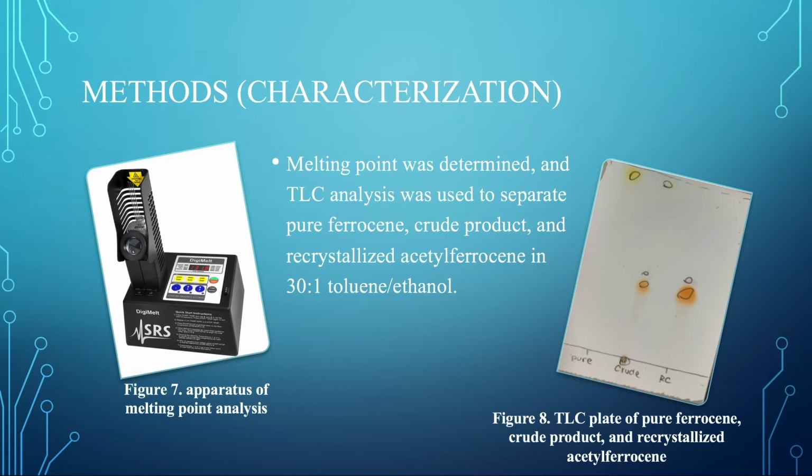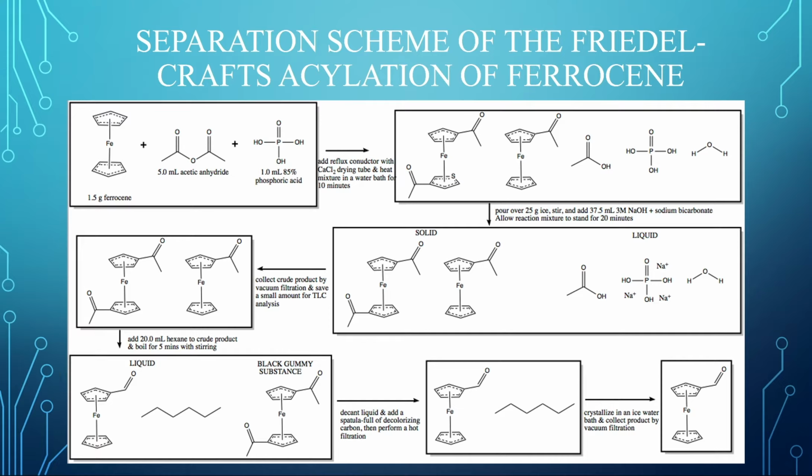So the methods that were used for the characterization of the substance were melting point, and this is the apparatus that was used, and TLC analysis, and this is the TLC plate, which was used to separate pure ferrocene, crude product, and recrystallized acetylferrocene in 30:1 toluene ethanol solution. So just in case you needed further reference, this is a separation scheme of the Friedel-Crafts acylation of ferrocene, which we explained before.